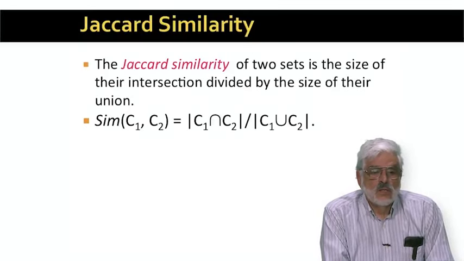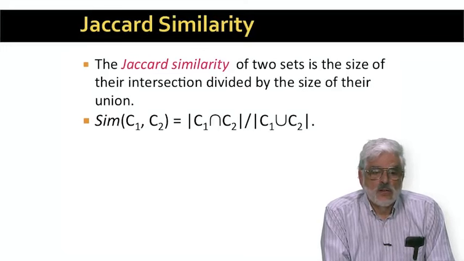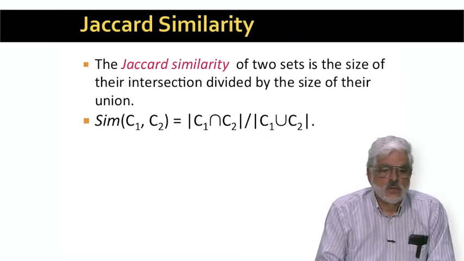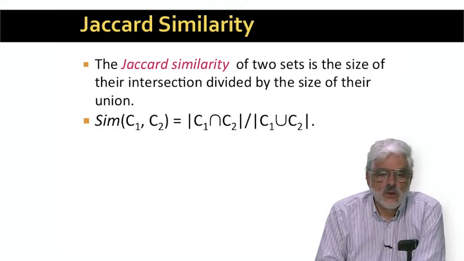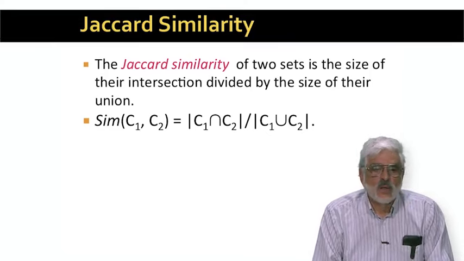Let C1 and C2 be two sets. Their Jaccard similarity is the size of the intersection of these two sets divided by the size of the union. We'll use sim as the function representing the Jaccard similarity.